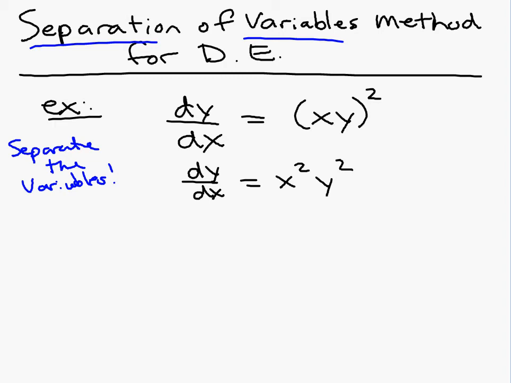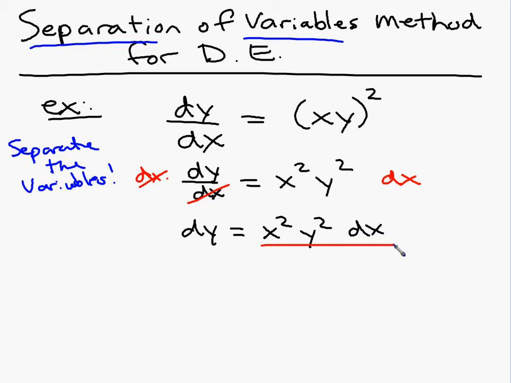So let's see. Why don't we multiply both sides by dx? Okay, dx times this side, dx times this side. On the left side, the dx's cancel. And now I have dy equals x squared y squared dx. And I just have one more step until I have my variables separated. Why don't we divide both sides by y squared now? Divide both sides by y squared.